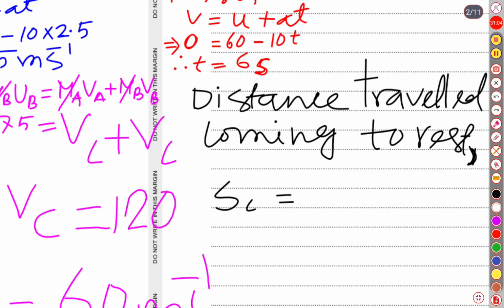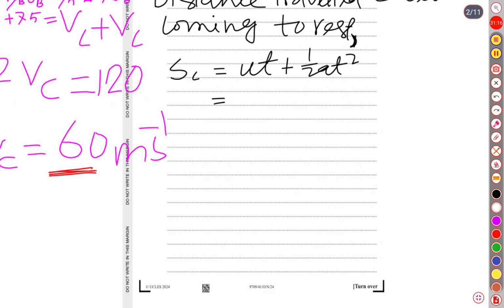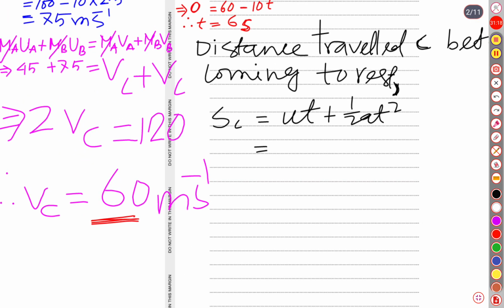sC is equal to ut plus half a t squared. Initial velocity was, we mustn't forget, 60. Look at this, after collision it was 60. So 60 into the time taken, 6 seconds, which we have obtained here. And acceleration due to gravity was negative, so half of the acceleration due to gravity is 10 and t was 6 seconds, so 6 squared.